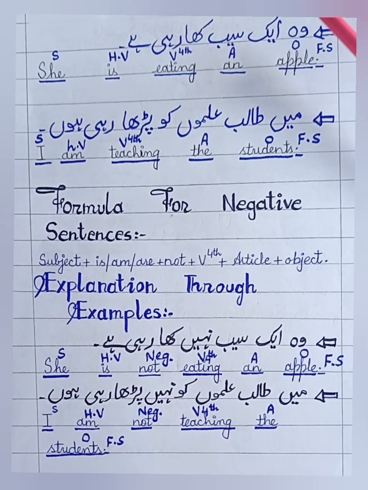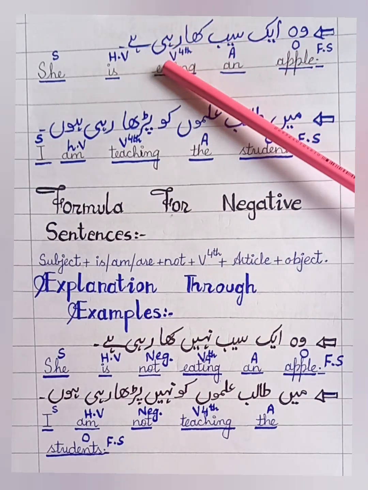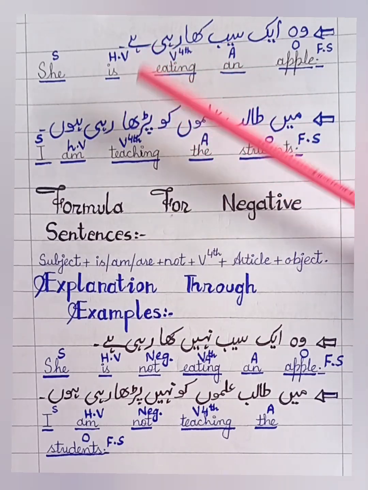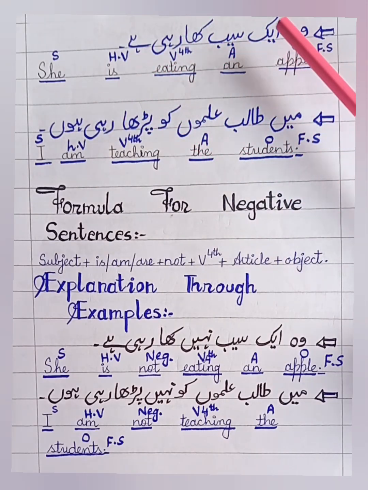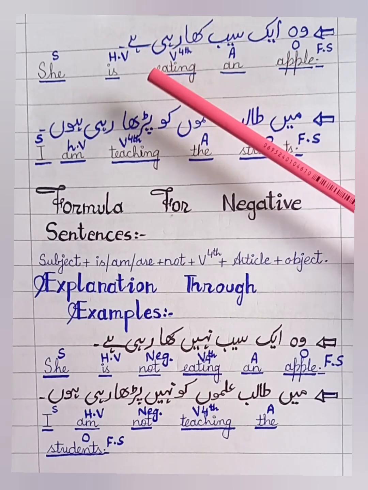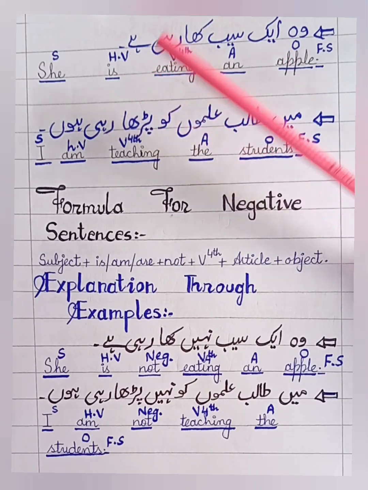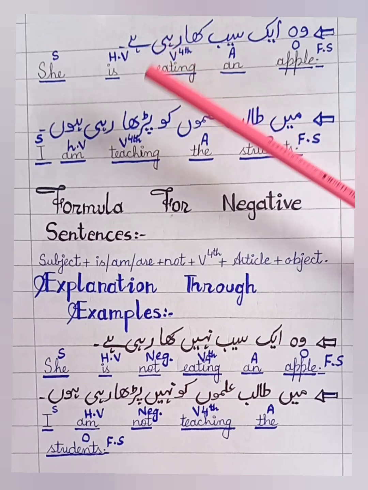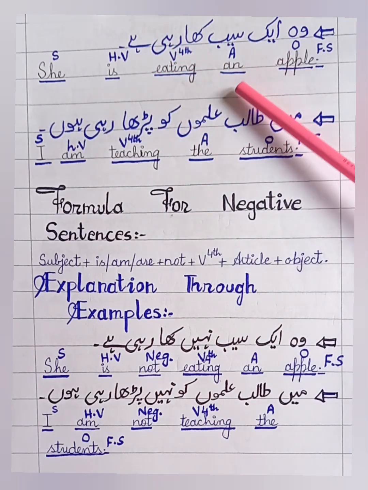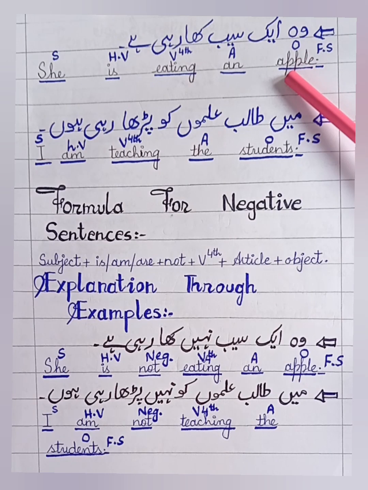The first example in Urdu is वो एक सेब खा रही है. Now I will translate it into English. She is eating an apple. She is the subject over here. Is is the helping verb. In other words, we can say auxiliary verb. Thus, another name of helping verb is auxiliary verb. Eating is the fourth form of verb. An is the article and apple is the object. And finally, we will use a full stop over here. That the sentence is complete.